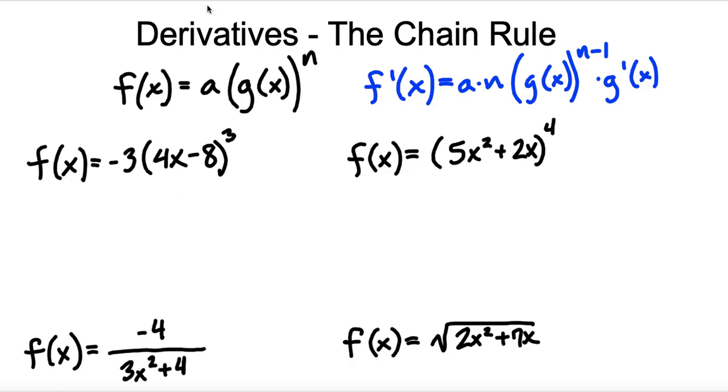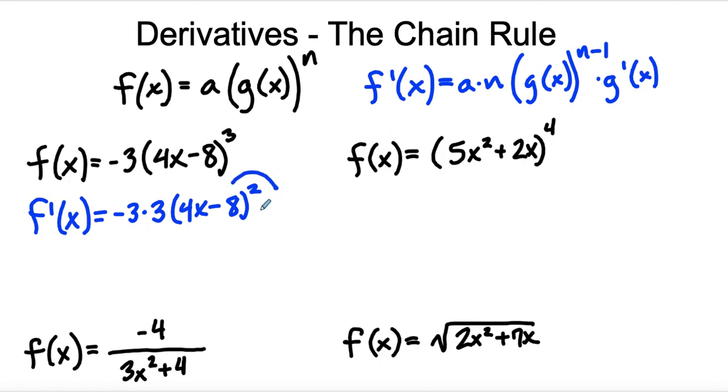Okay, but I think this one is easiest if you just see the process. So let's go through some examples. Now if I want to find f prime of x of this first one here, the negative 3 is going to stay out front. We're going to take the other 3 and bring it down front because we're going to be multiplying. The 4x minus 8 stays in parentheses, and then we subtract 1 from the exponent, so we have 2.